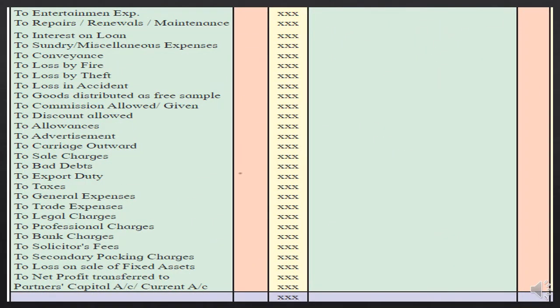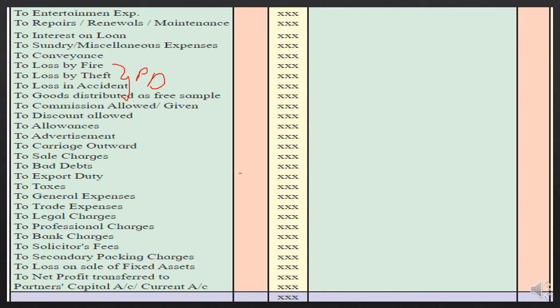The list is very long for the P&L: all the repairs, renewals, entertainment expenses of the employee, interest on loan, conveyance, loss by fire, loss by theft, loss in accident. Some part, the goods part, will be shown in the trading account credit side, but the loss part will be shown in the P&L account debit side. So use the shortcut PD. Okay. So commission allowed, discount allowed, allowance, advertisement, carriage outward.